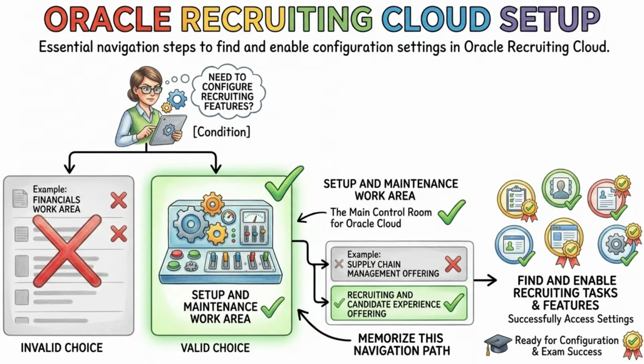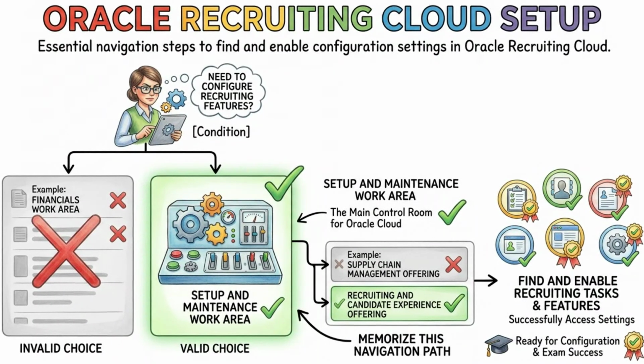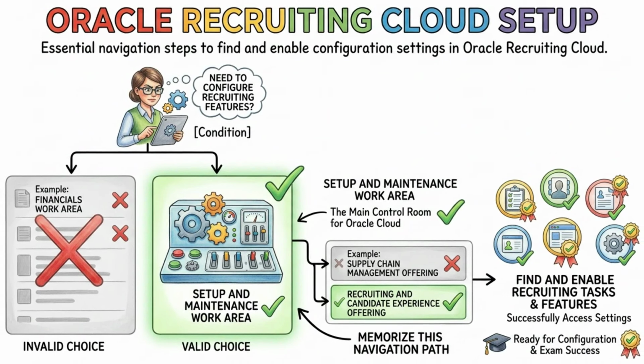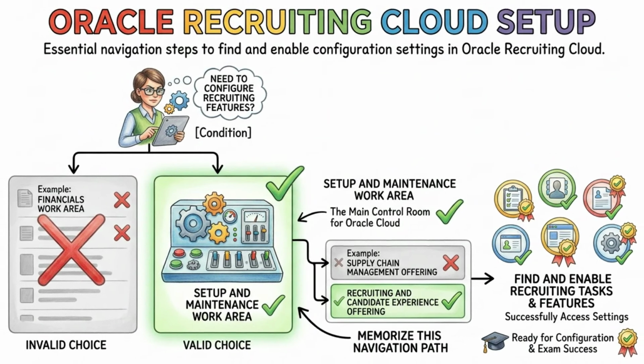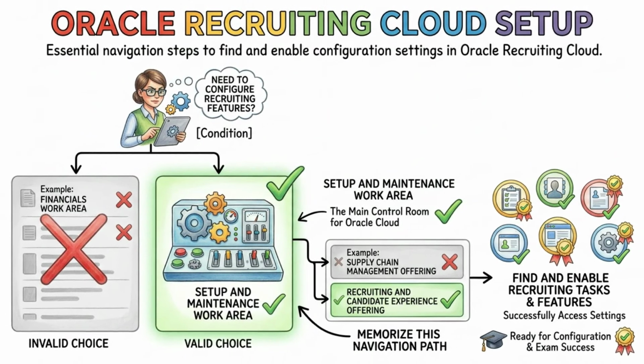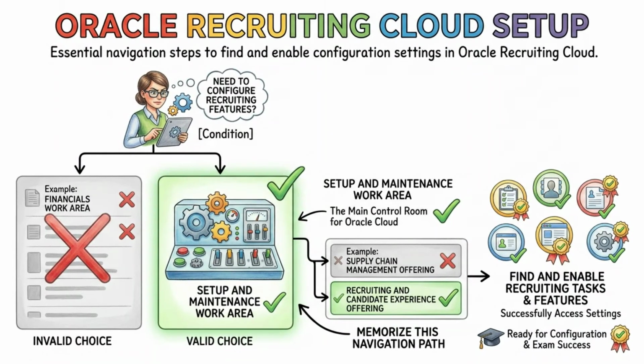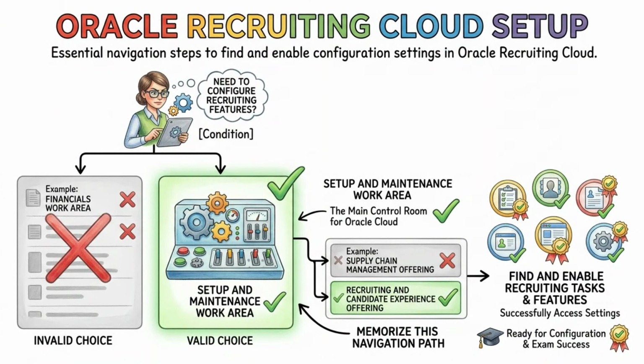Now we must talk about data security, which determines exactly which records a user is allowed to see. While a job role determines what tasks you can do, a data role determines which specific pieces of information you can apply those tasks to. For example, a regional recruiter might have the ability to hire people, but their data role restricts them to only seeing job requisitions in the European business unit.